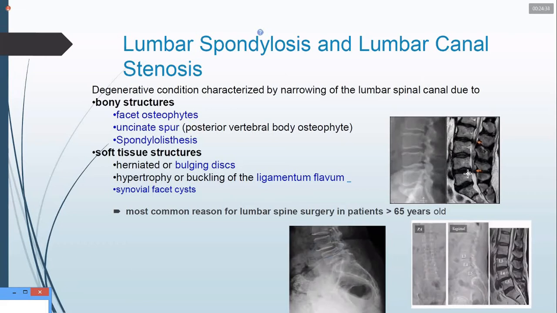The different soft tissue structures that result in compression, like we can appreciate in this image: the disc has protruded posteriorly, resulting in canal compression; hypertrophy and buckling of the ligamentum flavum right here from the posterior side. The ligamentum flavum has compressed the canal, and the synovial facet cyst. These are the bony and the soft tissue structures that might lead to canal compression.